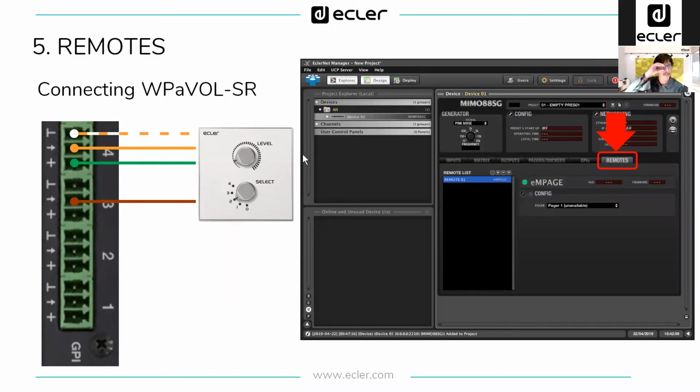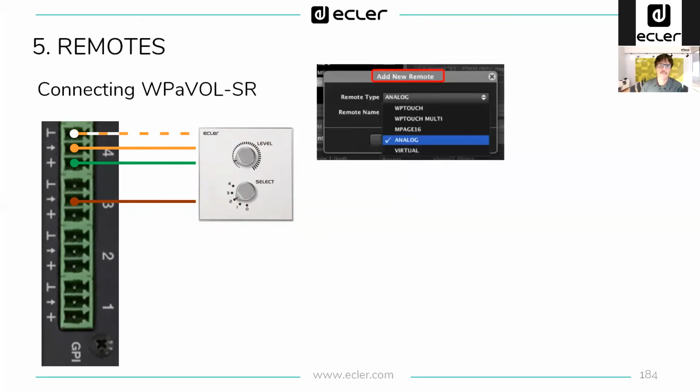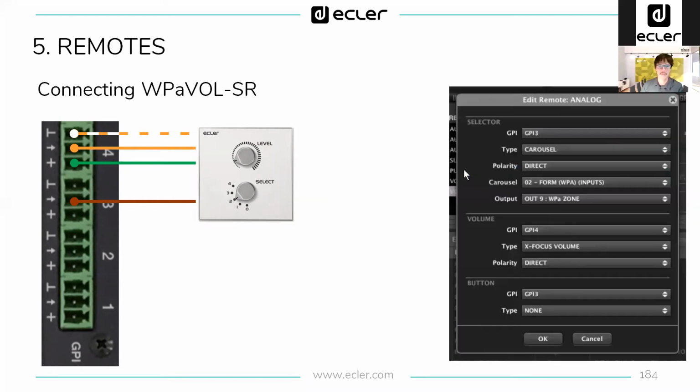We cannot do an event because it's something more complicated, and we have to add it as a remote. In the remote section, there is a plus here, and we add an analog remote. Add new remote, analog remote. And we choose carousel. There are 2 options, none or carousel. So for sure it will be carousel, even if we don't know what it is. Then you have here the selector. This is the selector section.